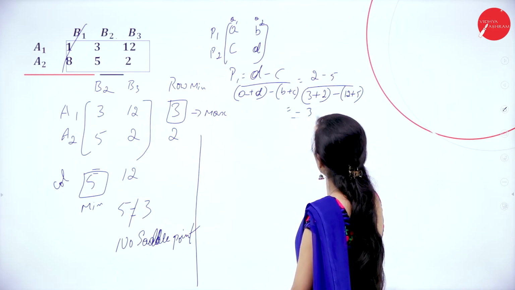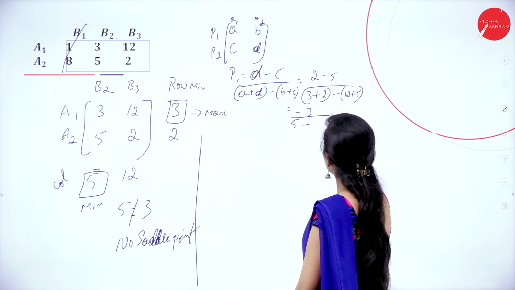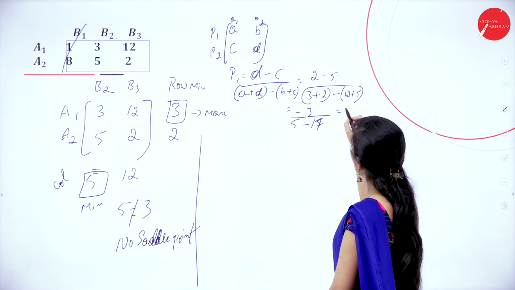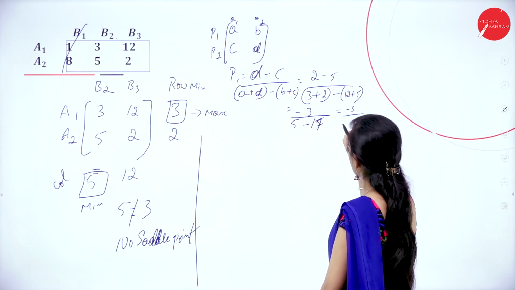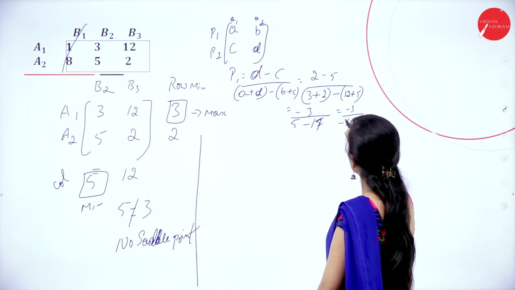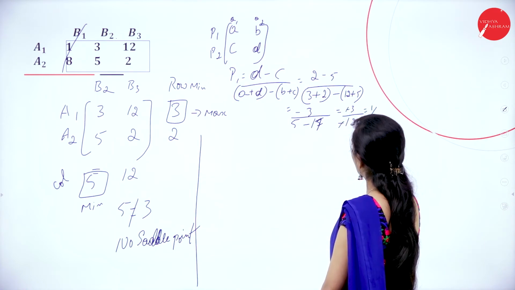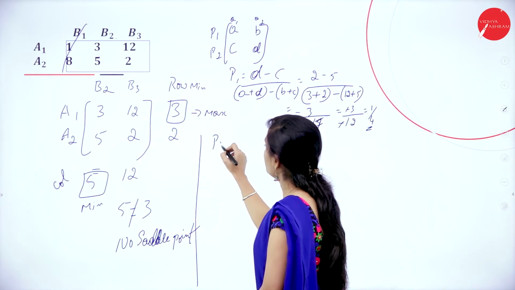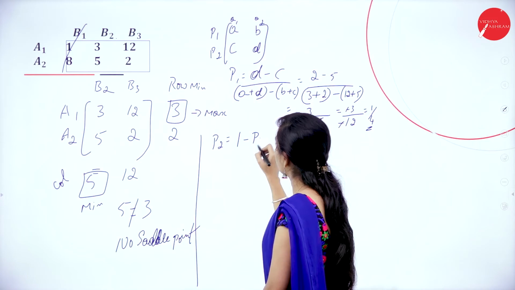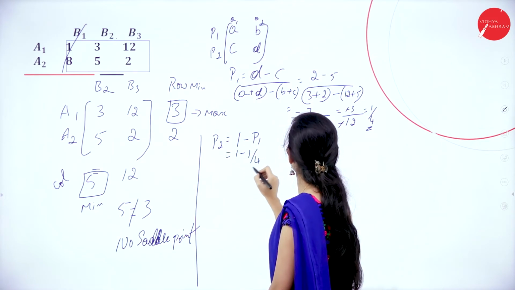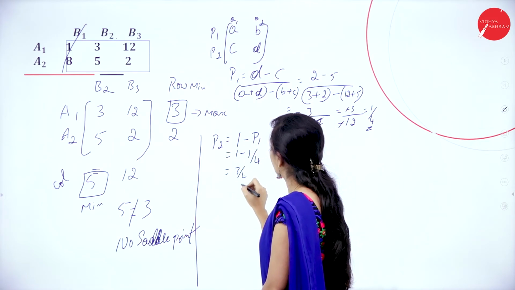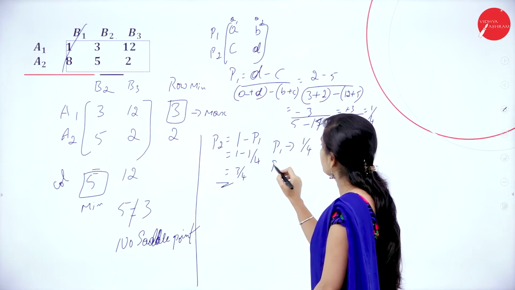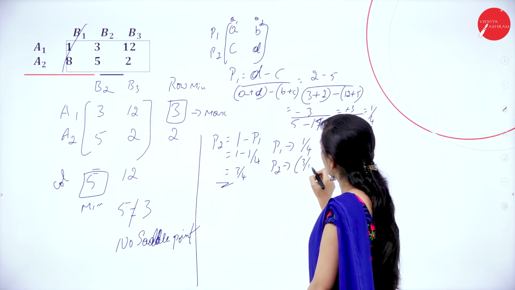It is minus 3 by 5 minus 12 plus 5, which is 17. So, minus 3 divided by 5 minus 17, which is minus 12. Minus minus get cancelled, it is 1 by 4. Clear? So, P1 is equal to 1 by 4. Now what is P2? P2 is equal to 1 minus P1, that is 1 minus 1 by 4, it is 3 by 4. So, P1 is 1 by 4 and P2 is 3 by 4.